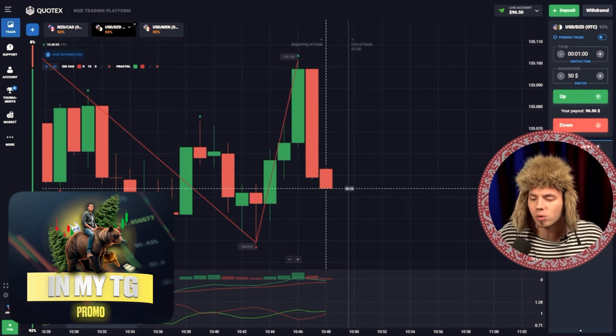And we got a trade closed, almost double, 96.50, 96 bucks. So we doubled our initial amount. That's a pretty good beginning of a trader's day. Let's move on to the next pair.